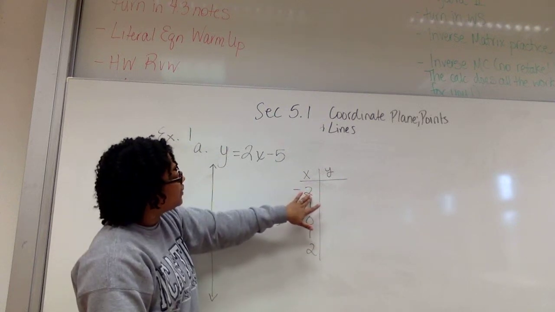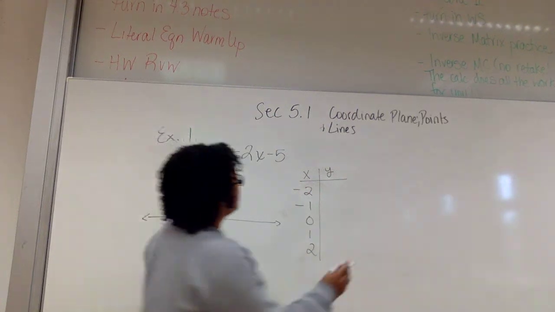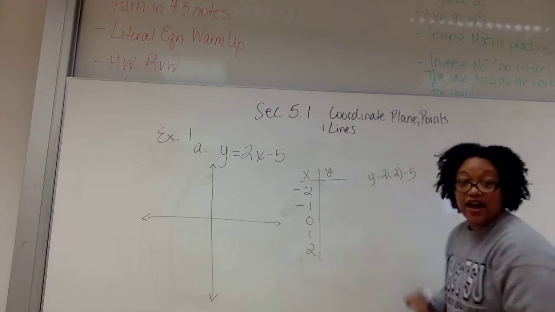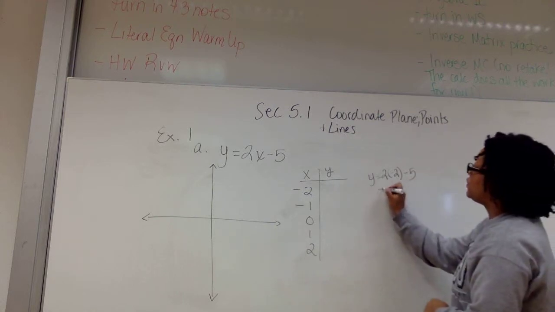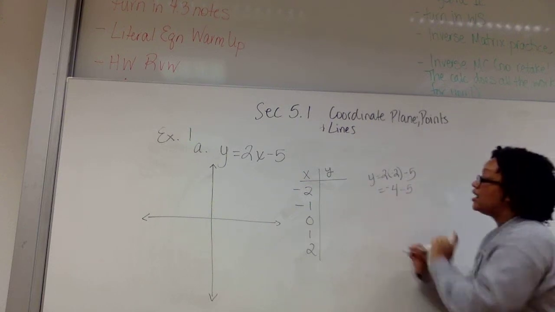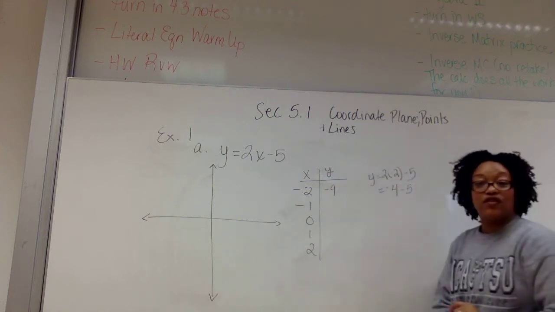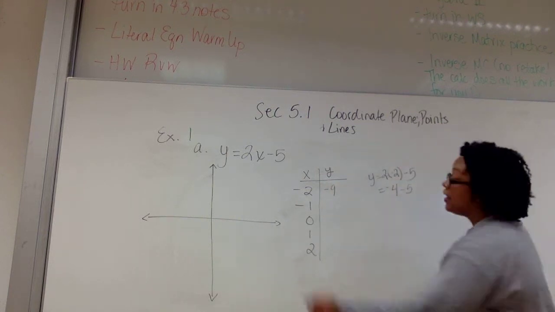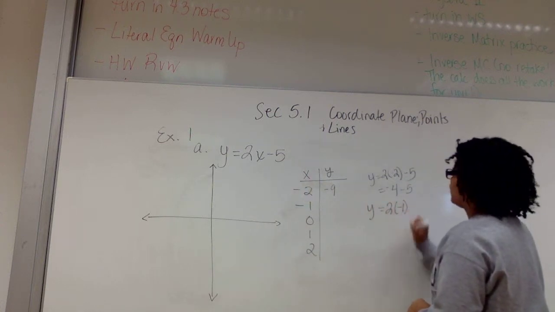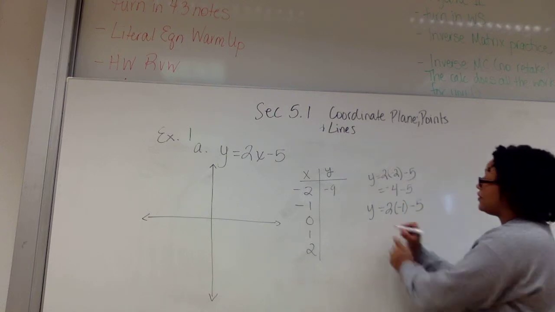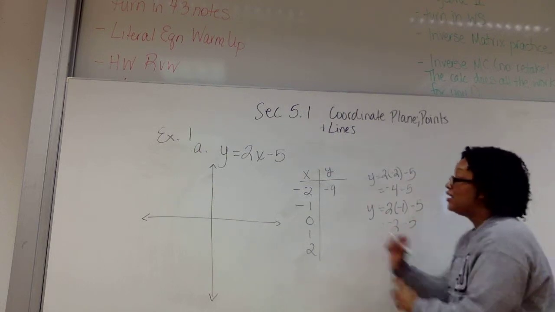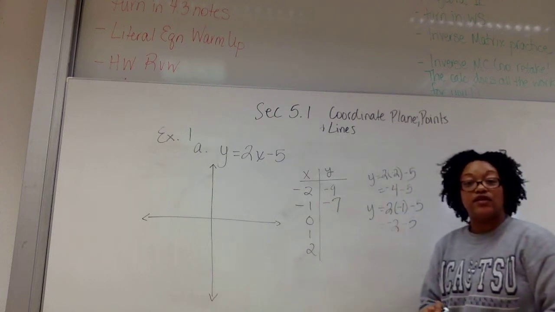So for the first x, my x is -2. That means y is equal to 2 times -2 minus 5. 2 times -2 is -4. Minus 5, add these two numbers because they're the same sign, my y is -9. So that will be my first point. Second value of x is -1, so y is equal to 2 times -1 minus 5. 2 times -1 is -2, minus 5, they're the same sign, so I add, my y is -7.